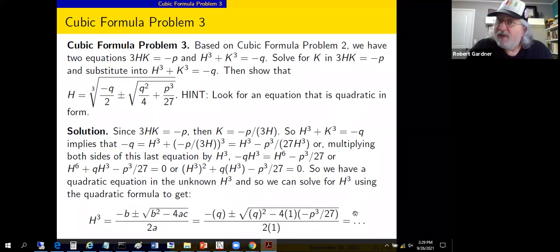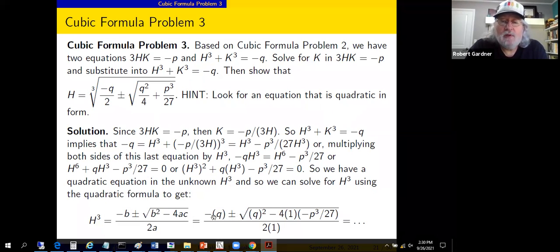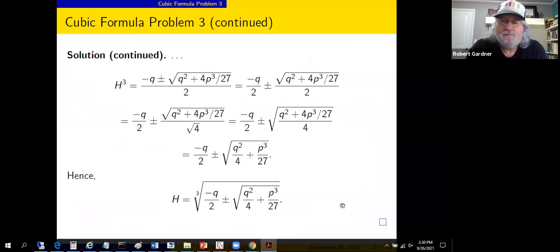So we have solved this for h cubed. The hint was look for a quadratic. There it is. It's a quadratic in h cubed. But we can solve for h cubed. Going to the next page, we'll just clean this up a little bit. So we'll eliminate the parentheses. We'll get a q squared. It's the 2 in the denominator. This will become plus 4p cubed over 27. Getting rid of the parentheses and the 1s and combining the negative signs.